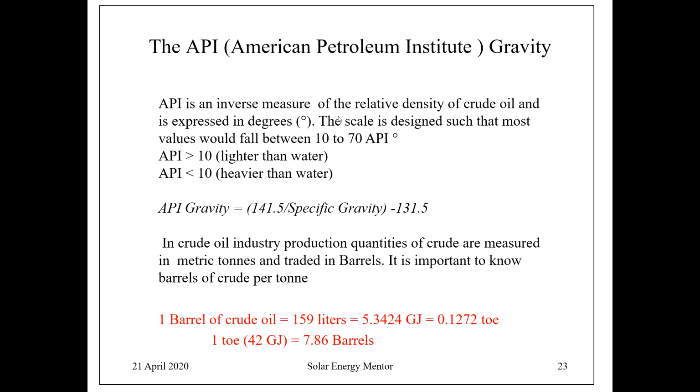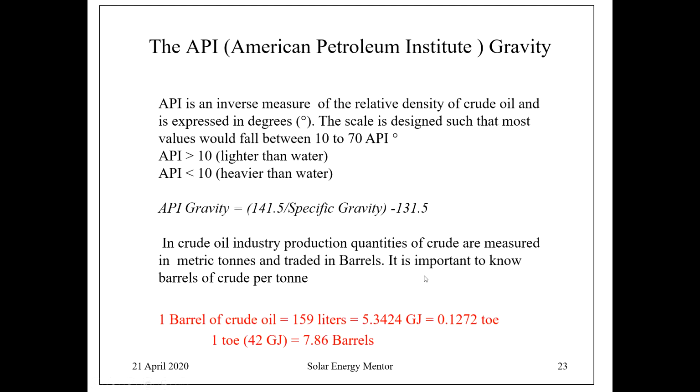API gravity is given by this formula: 141.5, which is a constant, divided by the specific gravity of the crude, minus 131.5. So if the specific gravity of crude is, say, 0.8, then 141.5 divided by 0.8 comes out to approximately 177, and the API gravity comes out to be around 45. The higher the API gravity, the better the oil, and the better priced the oil.